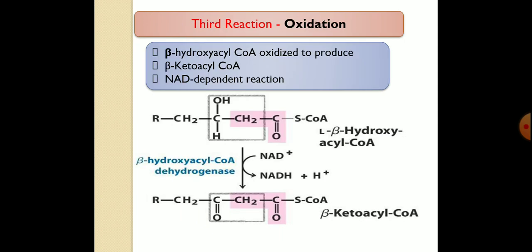Third reaction is oxidation reaction where beta-hydroxyacyl coenzyme A is oxidized to produce beta-ketoacyl coenzyme A. This is NAD dependent reaction, and this reaction is catalyzed by beta-hydroxyacyl coenzyme A dehydrogenase enzyme. There is formation of another thioester carbonyl carbon in this structure.